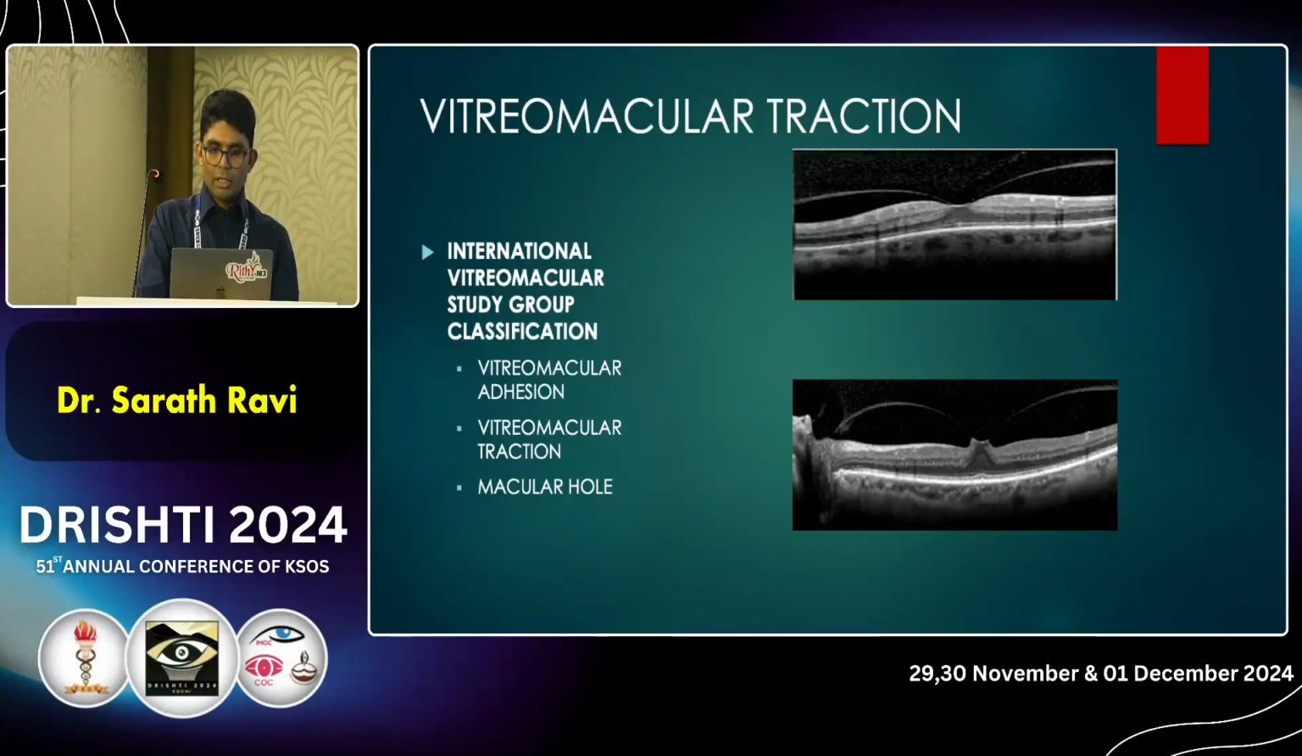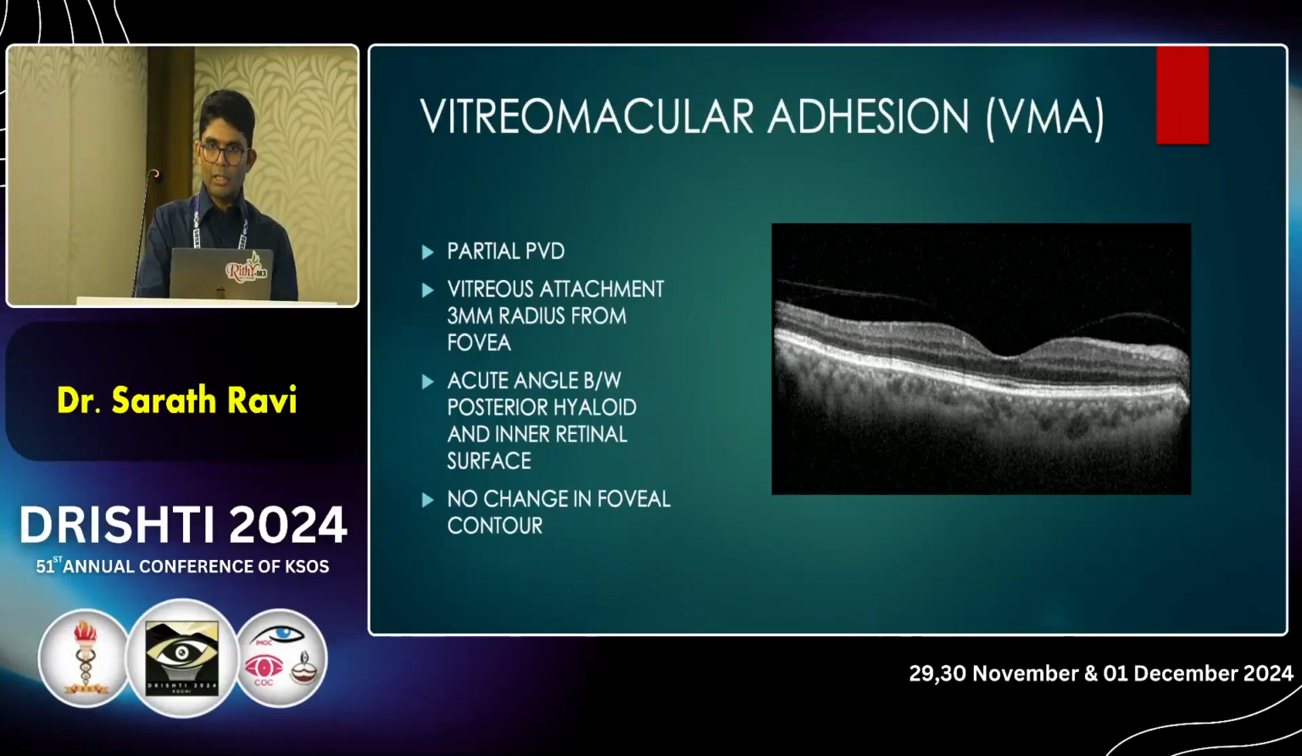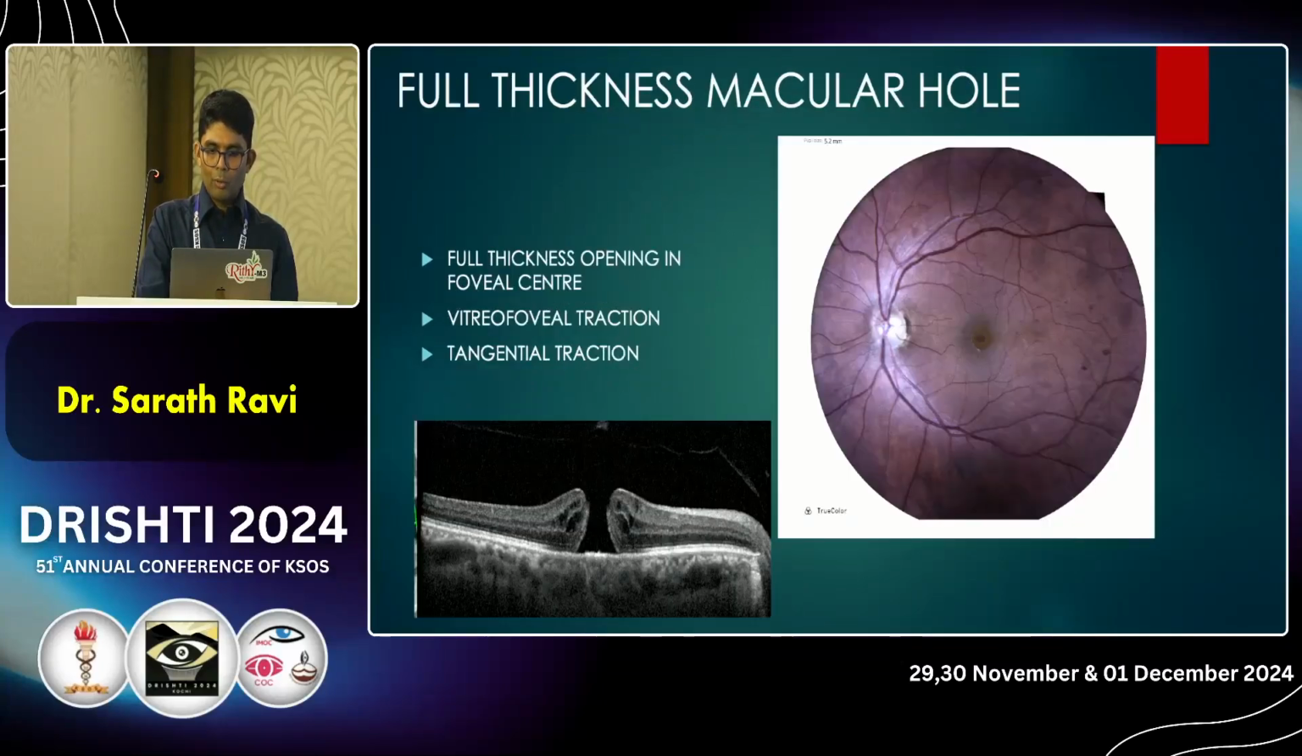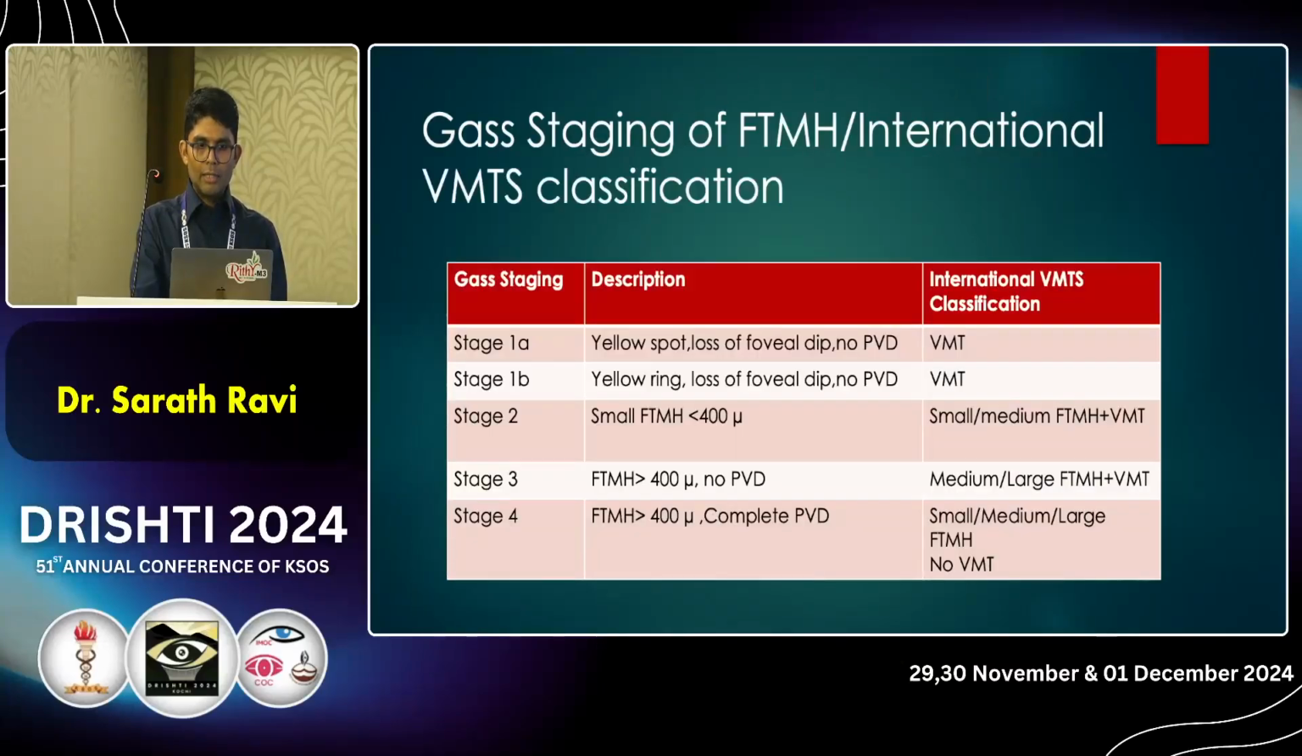Vitreomacular adhesion and traction are two entities in a spectrum of partial PVD. In vitreomacular adhesion, the partial PVD is not associated with any change in foveal contour, whereas in vitreomacular traction, you have change in foveal contour because of a distortion of the foveal surface, intraretinal structural changes, or elevation of the fovea from the surface of the RPE. Whereas full thickness macular holes are full thickness interruption of retinal layers at the foveal center, either due to anteroposterior or tangential traction, and these can be graded according to the size of the hole and the presence of VMT.